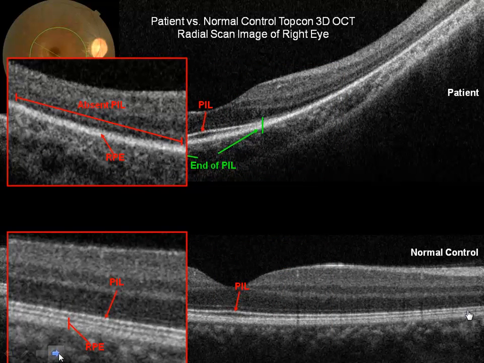This case may progress to affect the central retina, but at this point the patient has a normal central field and normal visual acuity, and does have color vision that's fairly normal. Notice the normal patient below with a PIL that's intact outside of the fovea, and notice the patient with retinitis pigmentosa, where you can see the PIL is completely missing.